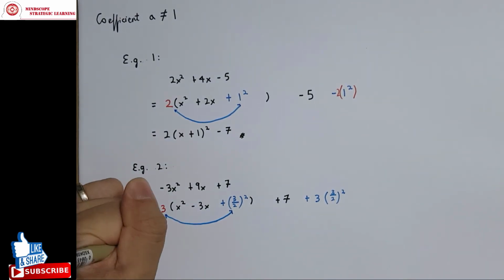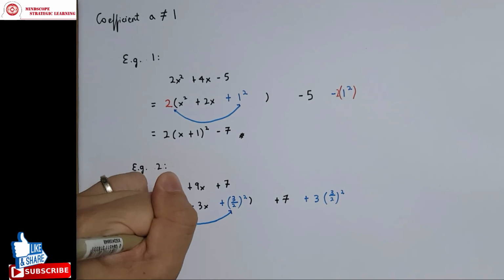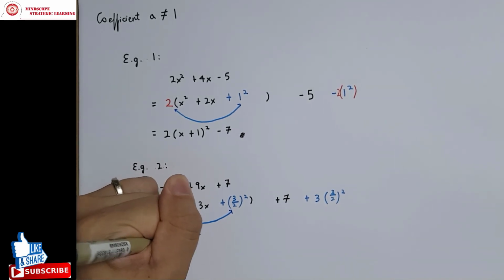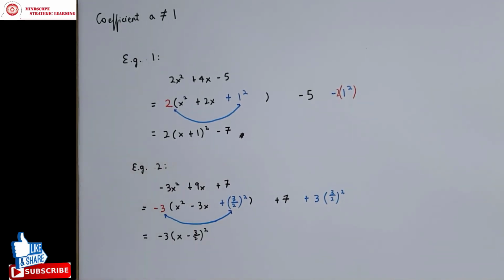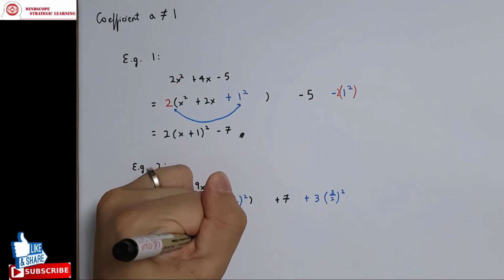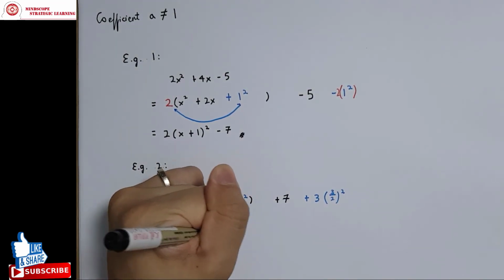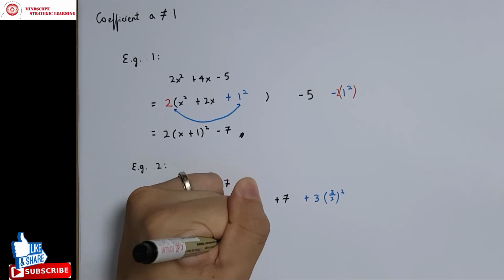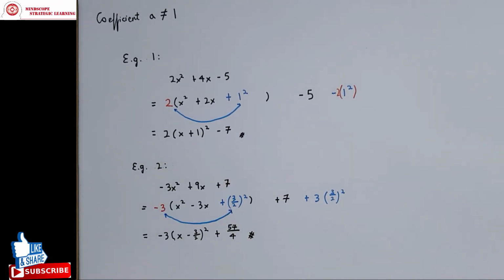Now let's continue. Now then we have minus 3 times (x minus 3 over 2) bracketed squared. This is a squared minus 2ab plus b squared. And then we can compute the rest with the calculator, giving us 57 over 4. Now there we have it. These are the completed examples.